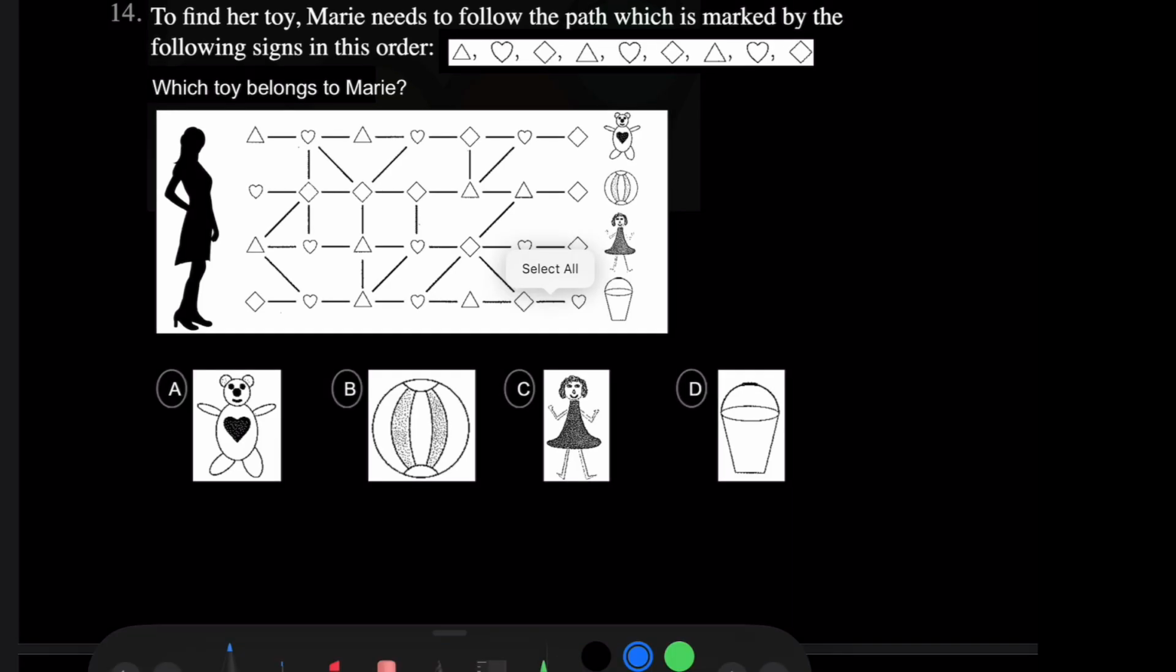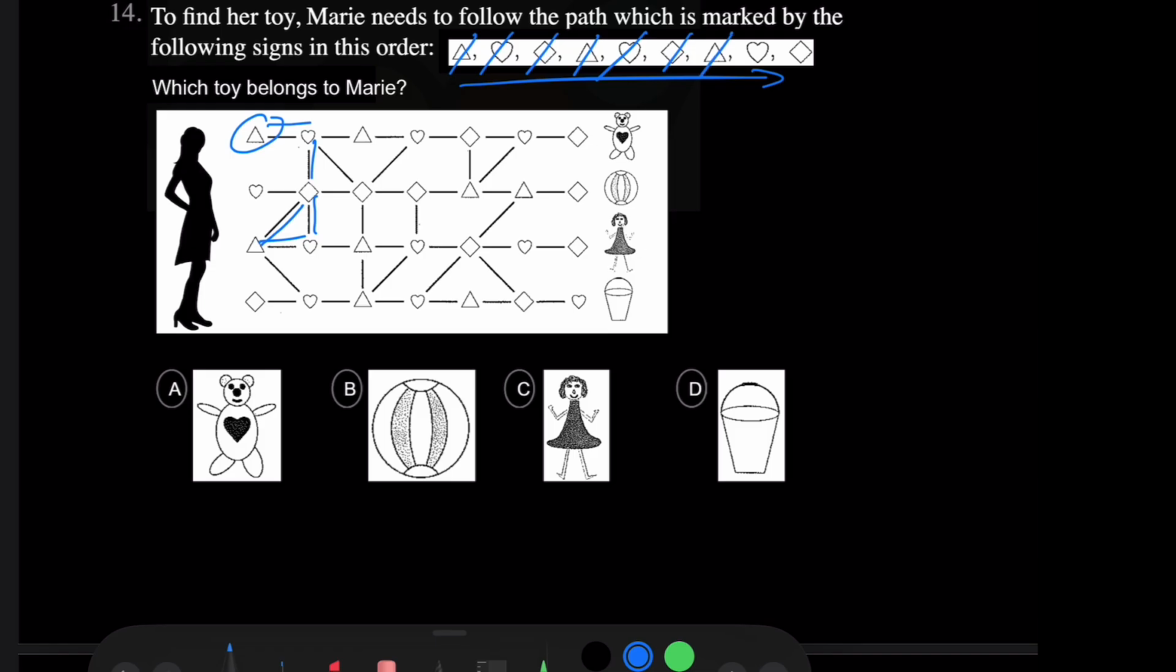To find her toy, Mary needs to follow the path which is marked by the following signs in this order. So this is the order I need to follow. Which toy belongs to Mary? Alright, I first need to start with a triangle. So let's start with this triangle here. Then a heart. Let's go here. Then a diamond. I can go here. Then a triangle. I can go here. Then a heart. Go here. Then a diamond. The only choice is I go back there.